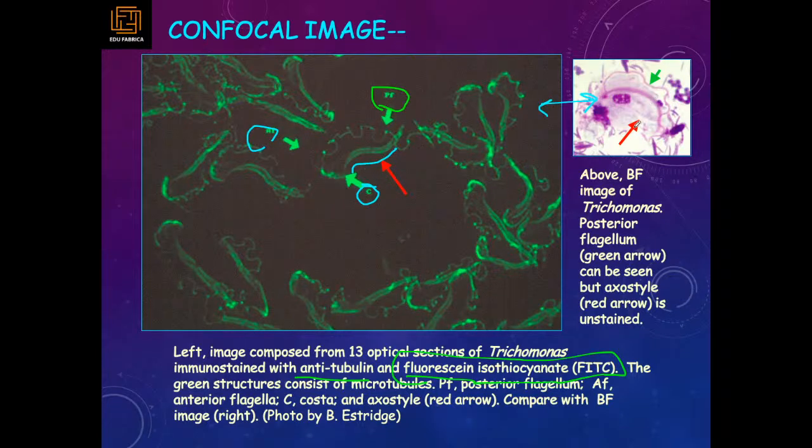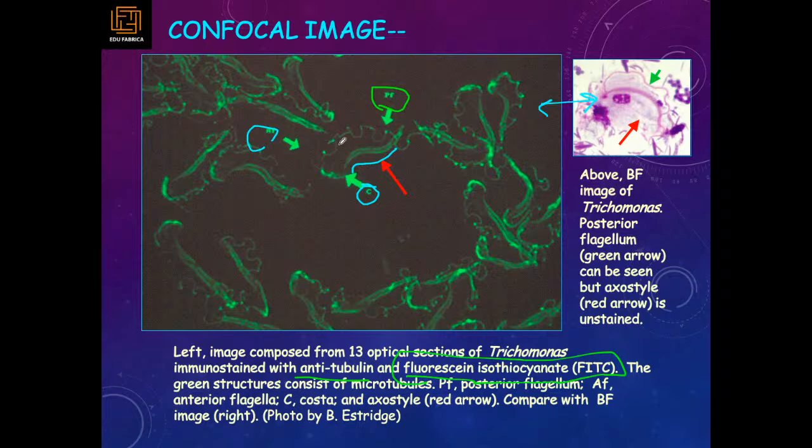On the right is the bright field of your Trichomonas, where in the light everything is shining and we just get a glimpse of the images, not particularly nicely done. We can see this axostyle. We can see some posterior flagellum here with this green arrow, and the red arrow is showing the axostyle of that Trichomonas. But indeed, the image that we are getting in the confocal is far better.